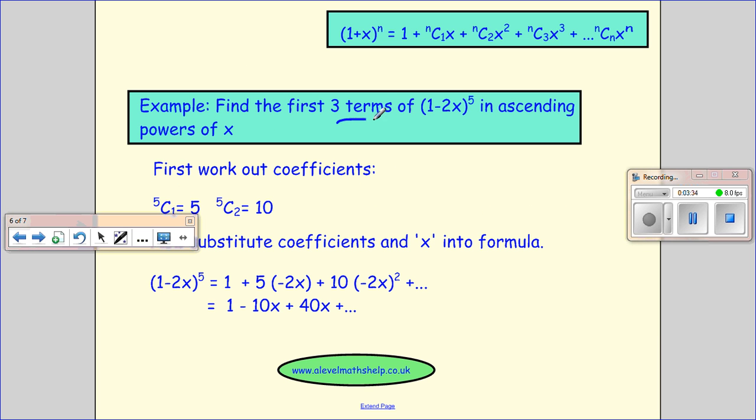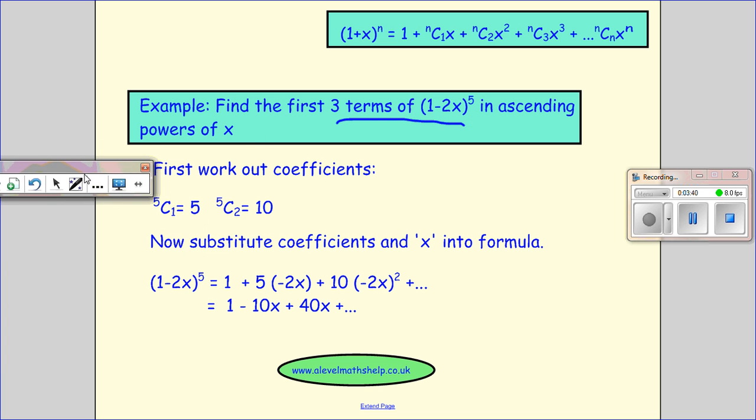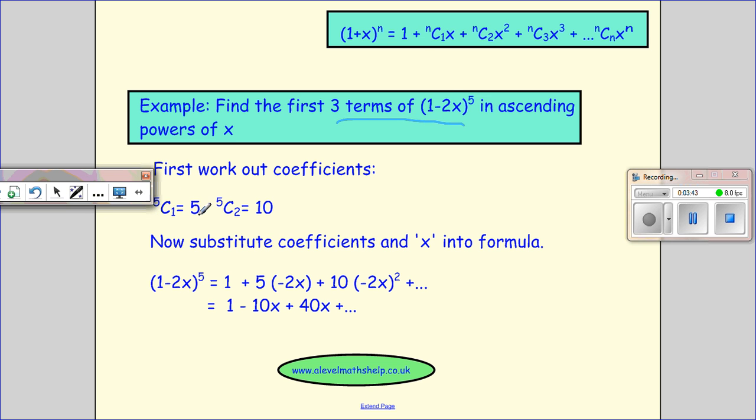Okay, so if I want to find the first 3 terms of this in ascending powers of x, what do I do? So first of all, I know I'm going to need some coefficients. The first one is fine because it's always 1. Then the second one I'm going to need nC1, and my n is 5. So I'm going to put that in my calculator, and that gives me 5. And actually the first one is always the power, and then I need the third one, nC2, so I'm going to put that in my calculator, and that's going to give me 10. Now I'm only asked for 3 terms, so that's 1, 2, 3 terms.